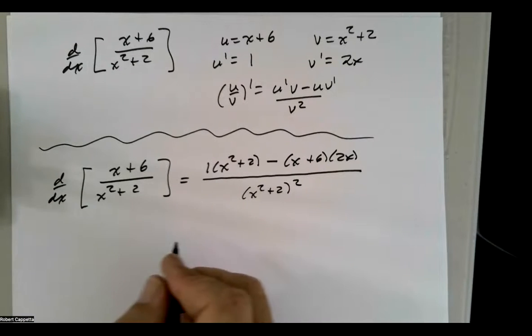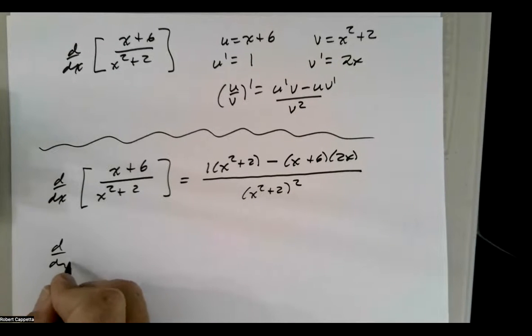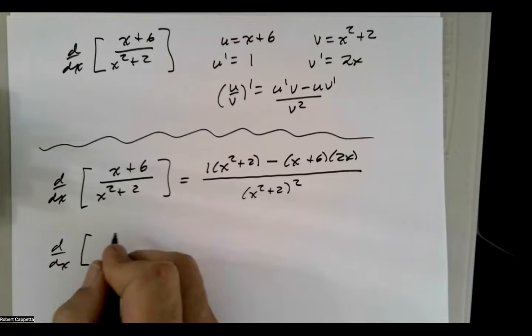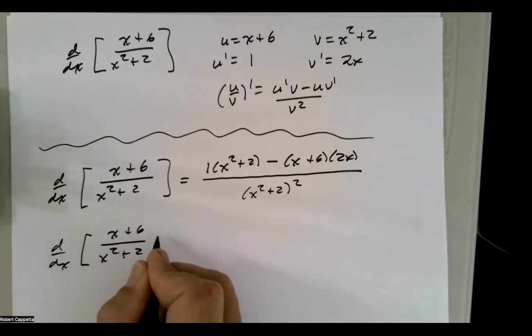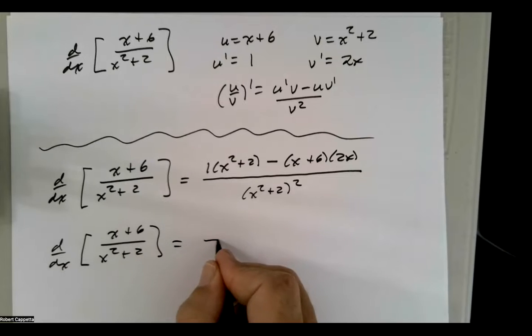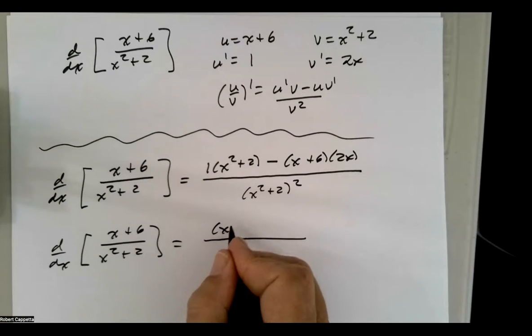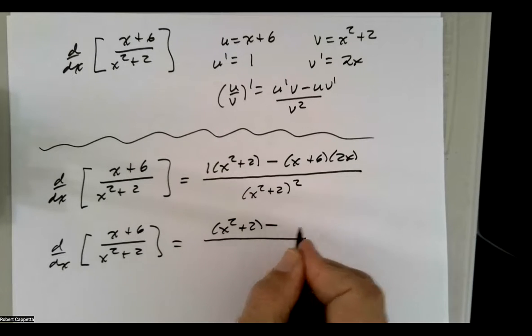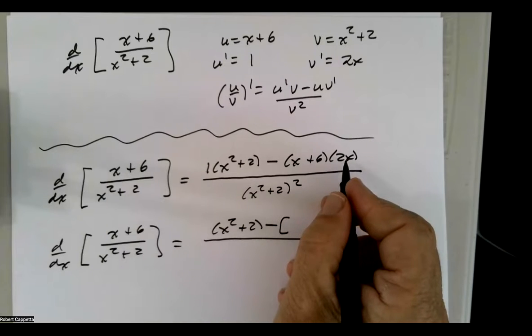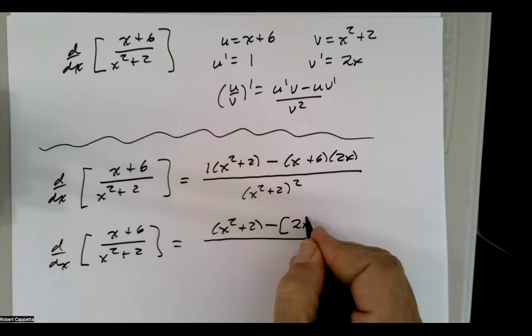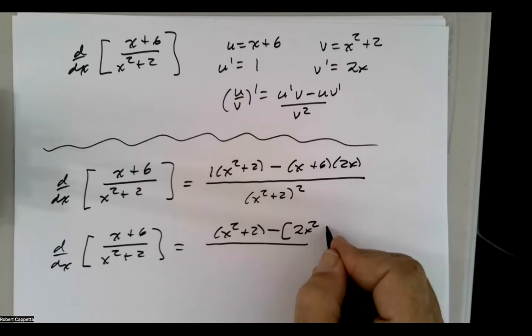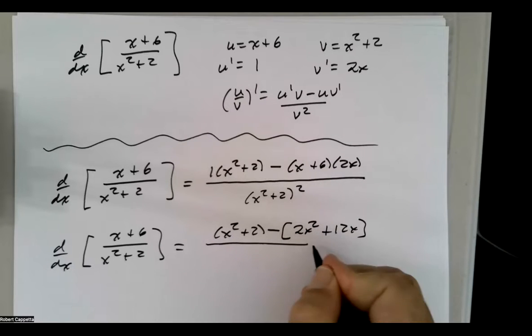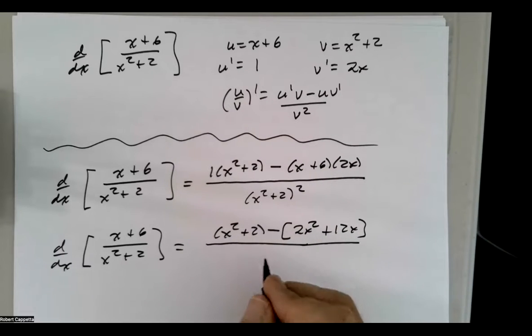What is this going to give us then? The derivative with respect to x of x plus 6 over x squared plus 2 is what? x squared plus 2 is this first piece. Minus, be careful with our distribution here, 2x times x, 2x squared, 2x times 6 is plus 12x, over x squared plus 2, squared.